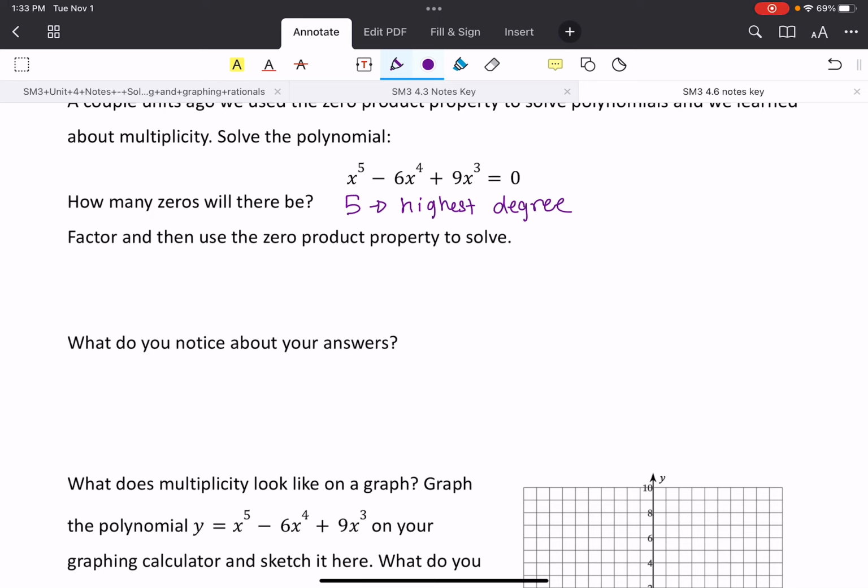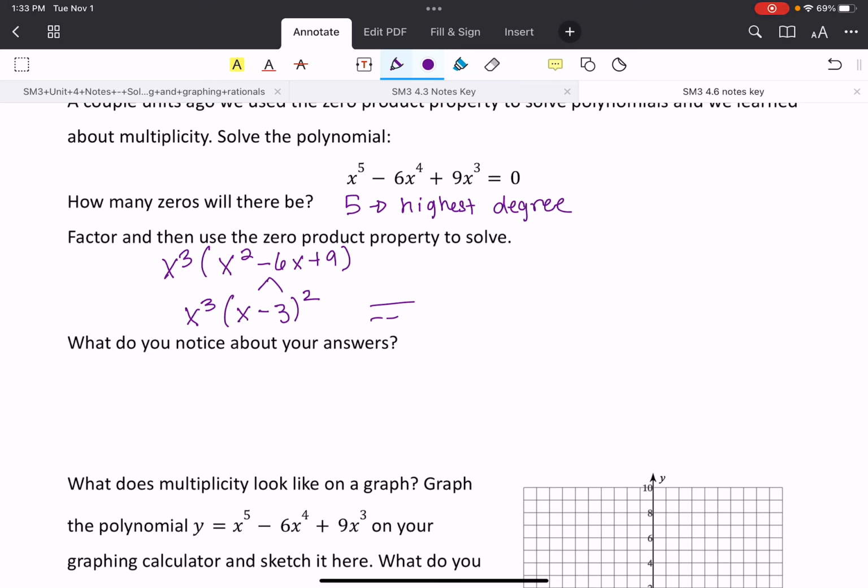So let's factor this. Oh yeah, we can factor it. It's okay. GCF first, Miss Hooper. What will it look like? Yeah, pull out x cubed. Good job. And then we have x squared minus 6x plus 9. Now we can factor this. What do we have? Negative 3 twice. Negative 3 squared. Now, what are our excluded values?